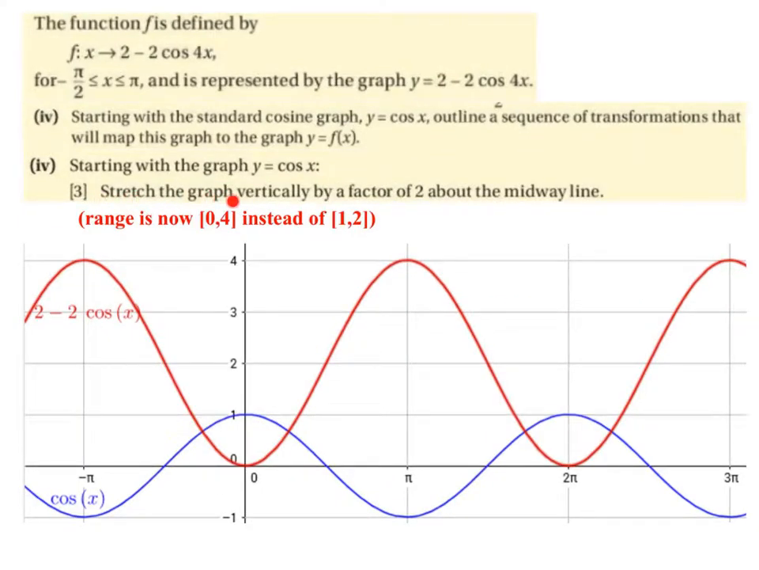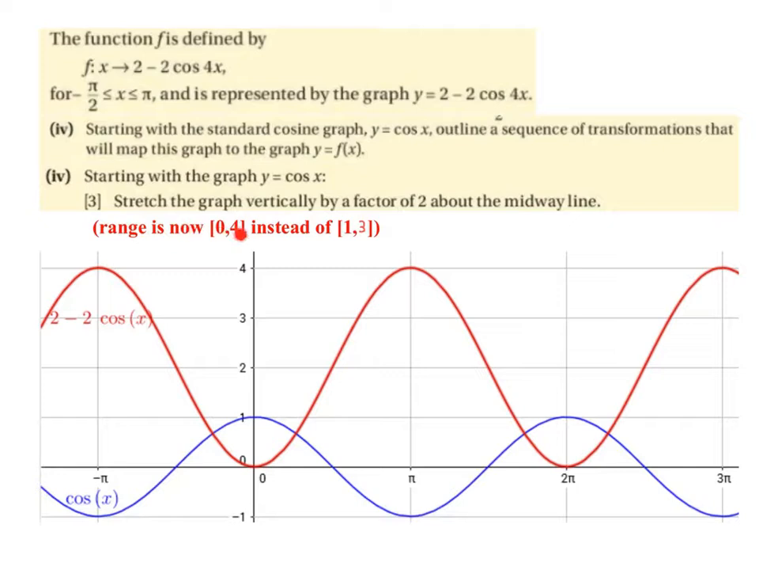Step 3, we stretch the graph vertically by a factor of 2 about the midway line. Remember, the midway line is y equals 2. So we need to bring our maximum points up as far as 4 on the y-axis, so from 2 up to 4. And likewise, we go down from 2 down to 0. So our maximum point is now 4, our minimum point is now 0. Again, the blue line is the graph of y equals cos of x, and the red line is now the graph of y equals 2 minus 2 cos of x.